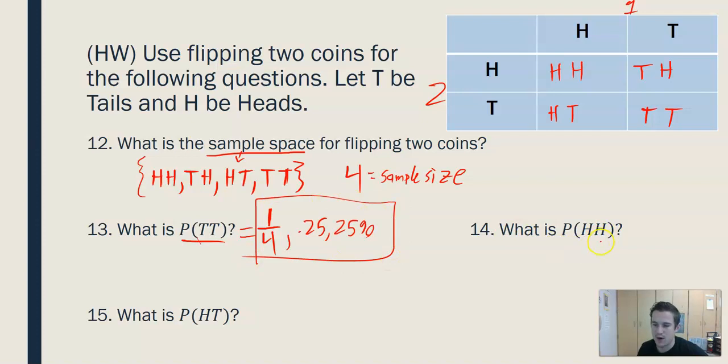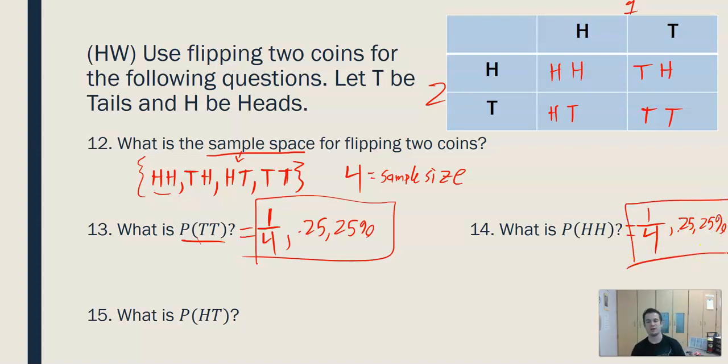Here it says, what is the probability of rolling 2 heads? Well, here's a head and a head. There's only one of them again, so the probability of rolling a head and then a head is 1 out of 4, or 0.25 or 25%. So there's a 25% chance of rolling 2 heads.